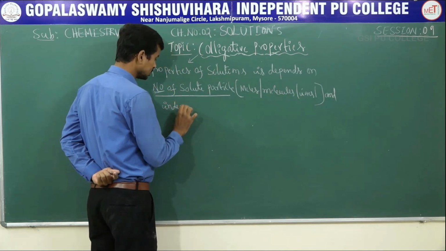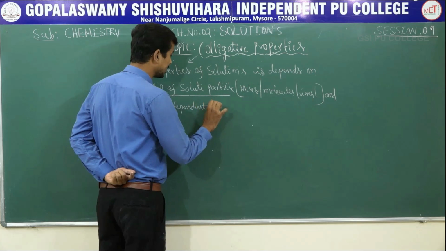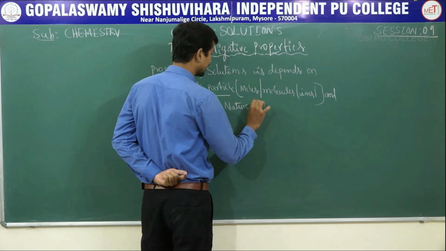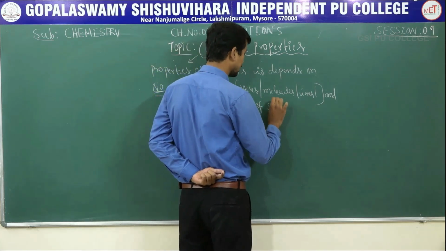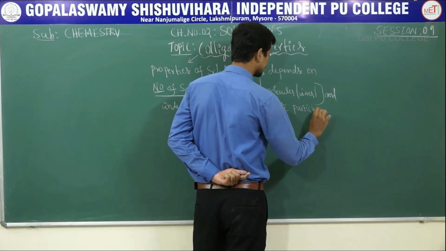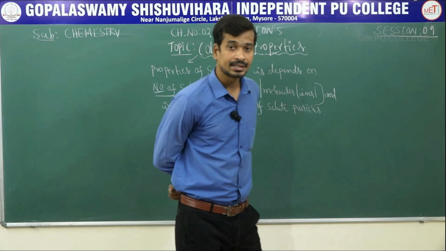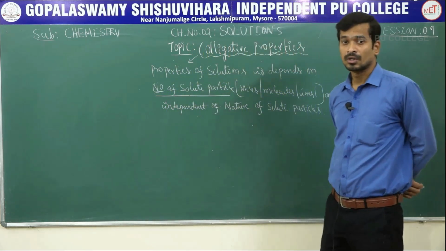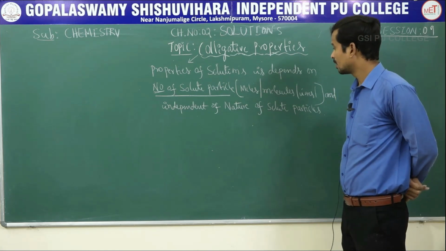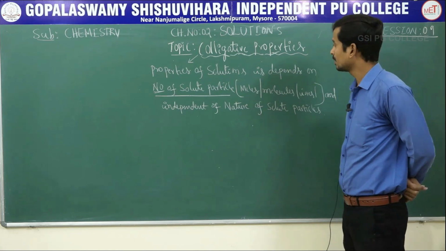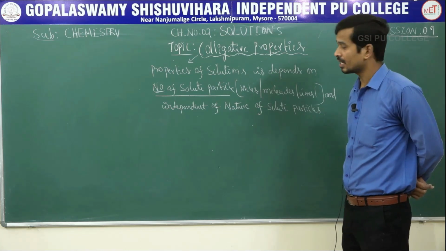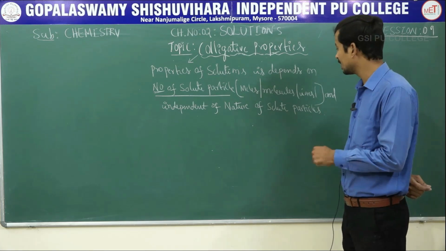Depends on the number of solute particles and independent of the nature of solute particles. That's very important. Clear? That is your colligative properties: the properties of a solution that depend on the number of solute particles and are independent of the nature of solute.